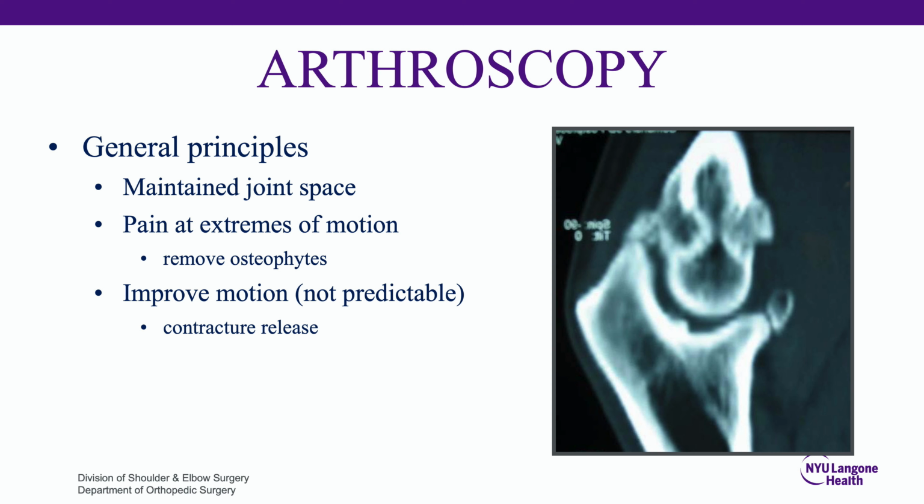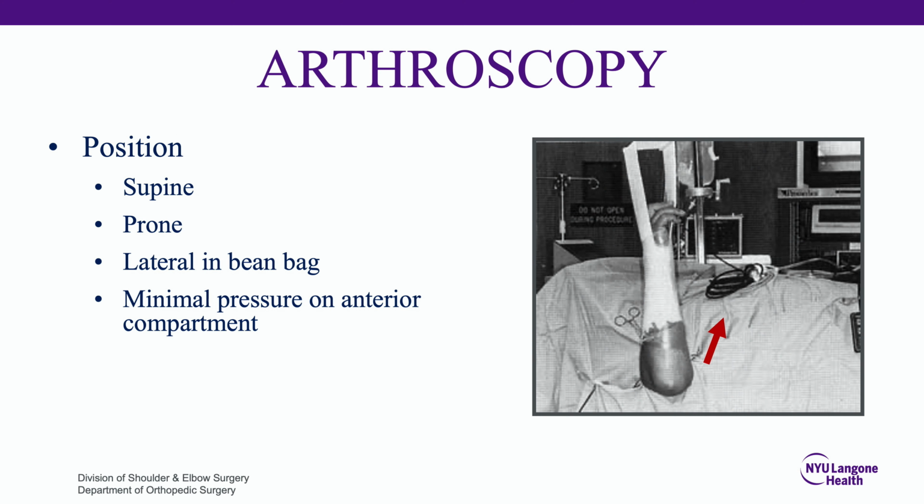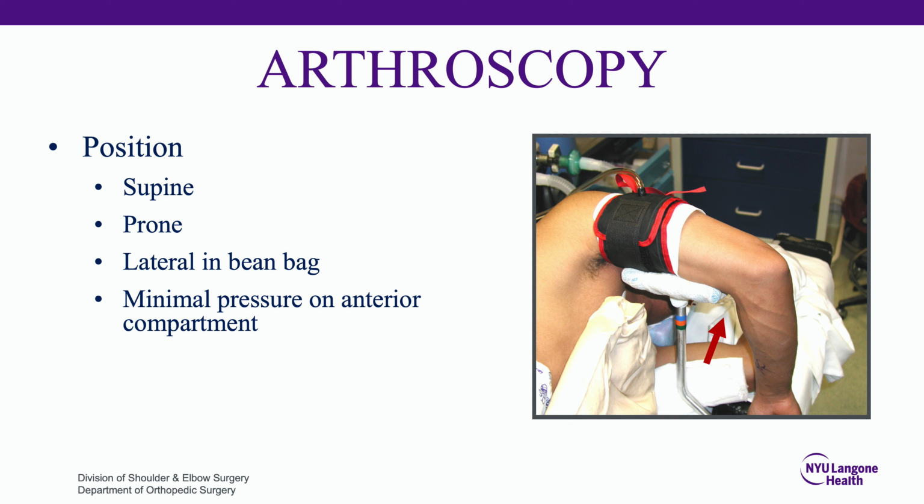However, the improvement in motion is not quite as predictable. Arthroscopy can be performed in the supine position or with the patient in prone position. Most commonly, and with most of the members of our department, the arthroscopy is performed with the patient in the lateral position in a beanbag and a post to hold the arm up. You have to understand, however, when you're putting the post up, that it does not impinge against the anterior part of the antecubital fossa, because you want the anterior capsule to be distended away from the joint in order to access the anterior compartment. So positioning is quite important in being able to perform this procedure.